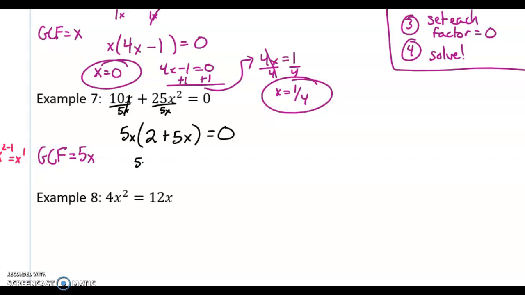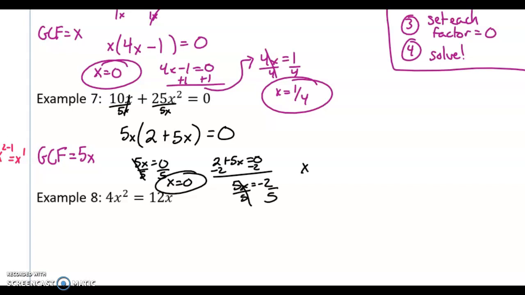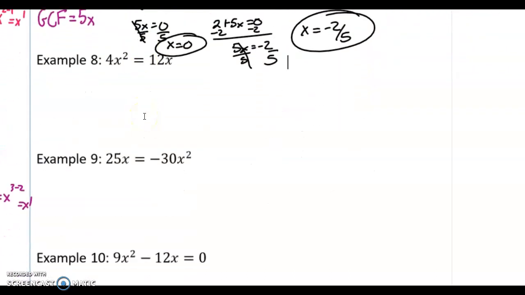Step 3 says set each factor equal to 0. Okay, I did that and solve. So if I divide by 5, this first one equals 0. And on this one, I'm going to subtract 2 and then divide by 5. So I get negative 2/5. And that's my answer.